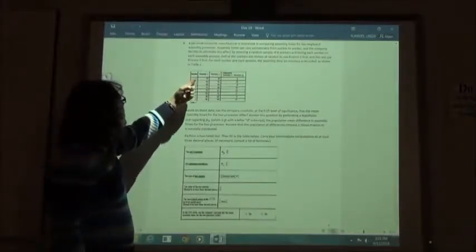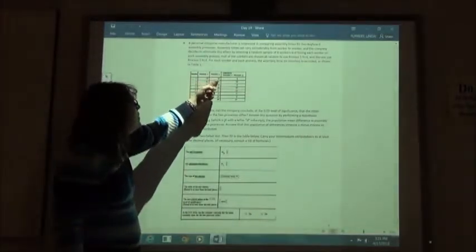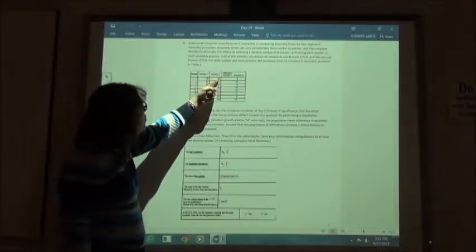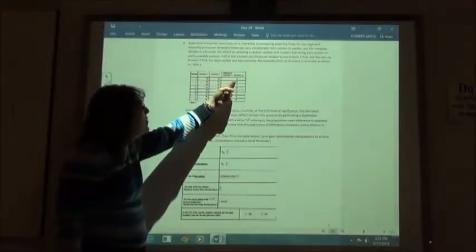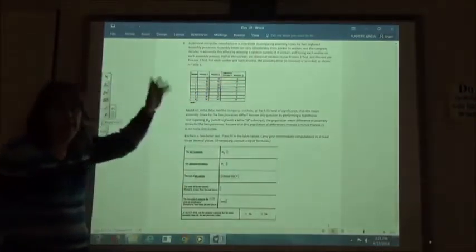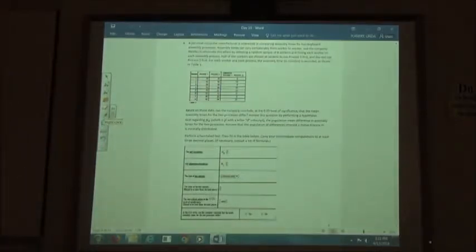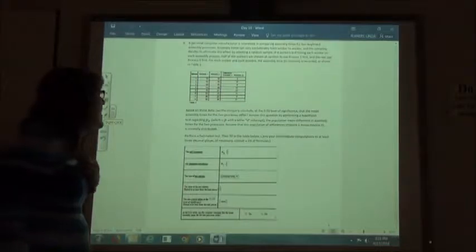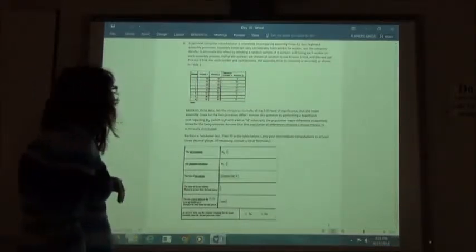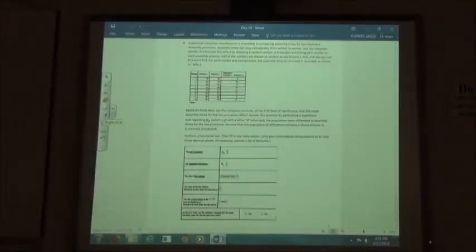So for worker 1, process 1 took 33 minutes, process 2 took 30 minutes. The difference between process 1 and 2 was 3 minutes, and they filled out the table. Based on these data, can we conclude at a 0.5 level of significance that the mean assembly times for the two processes differ?